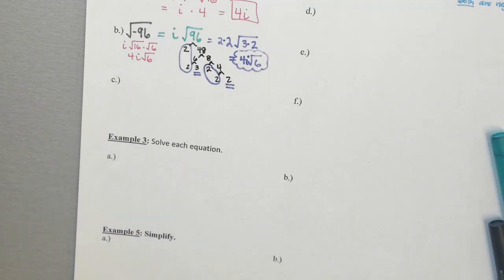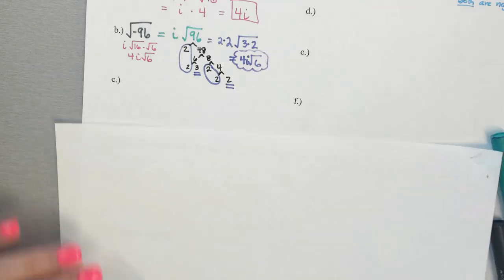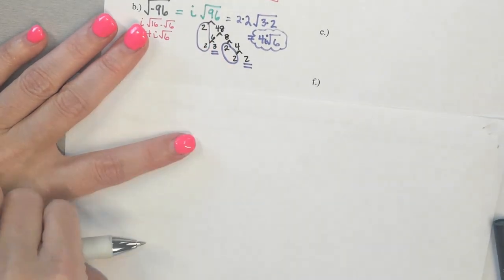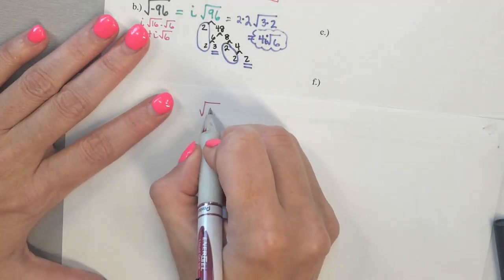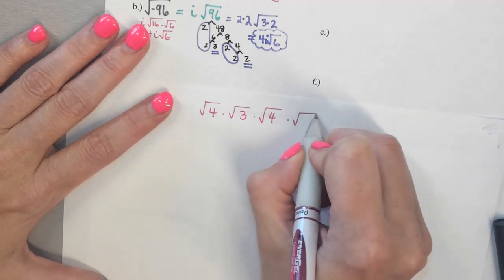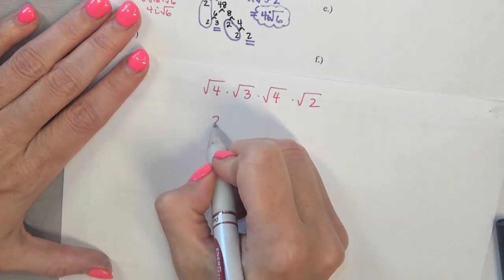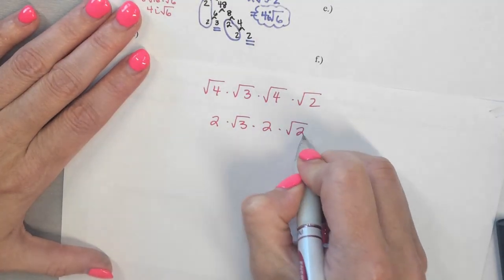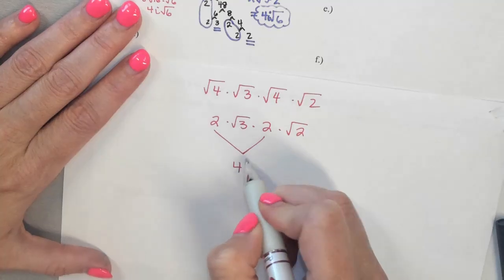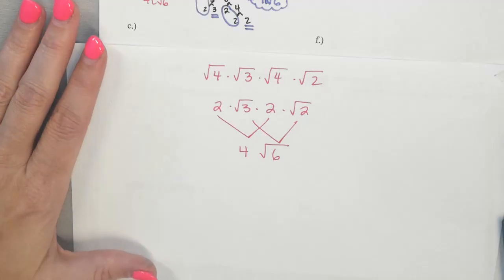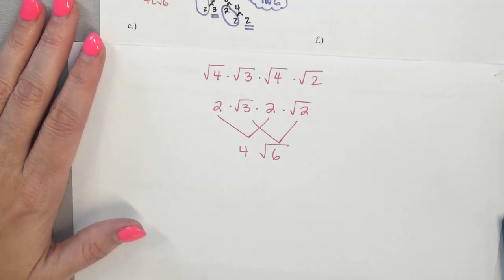One more thing, in case you're struggling with the simplifying: the reason these come out is because, what's 2 times 2? 4. So this is like root 4 times root 3 times root 4 times root 2. The 4 simplifies to a 2. This can't simplify. This simplifies to a 2. This can't simplify. So then you just multiply these together. That's where that comes from. You're taking the square root of 4 to get the 2.